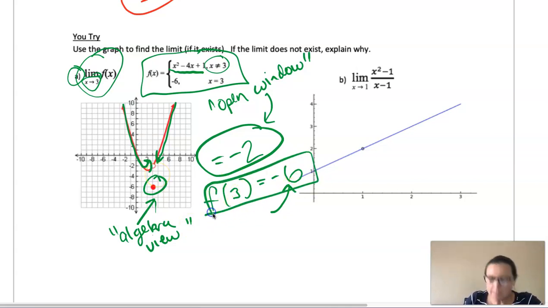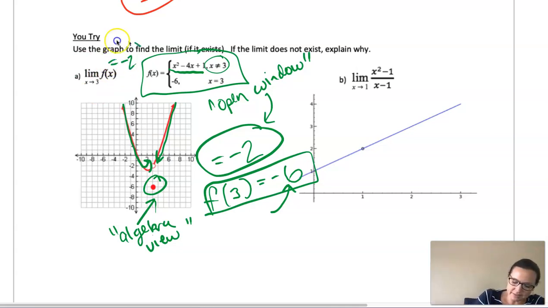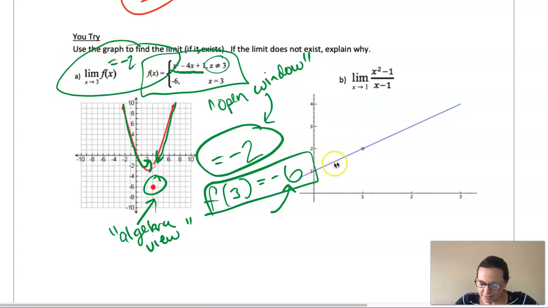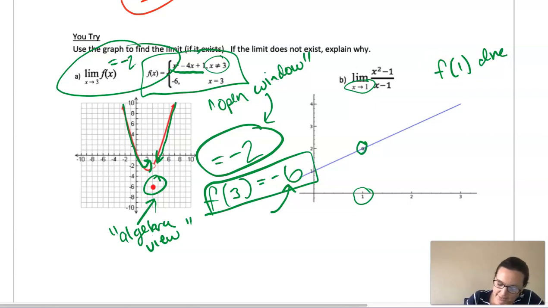That's this notation here. But that's not what this is asking us to find. This is asking us to find the limit, which is what the left and the right sides of the graph are approaching as x approaches 3. So this is -2. And then on this one over here, we have a function with a hole right at x equals 1, and that's the c value that our x is approaching. So you could say that f of 1 does not exist. We have this hole right there. But I can see that the y values to the left and right of x equals 1 are approaching 2. So this limit does exist and equals 2.